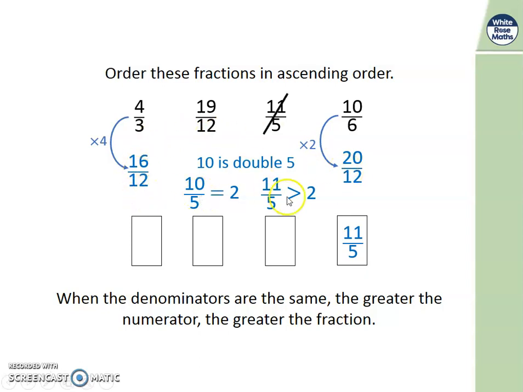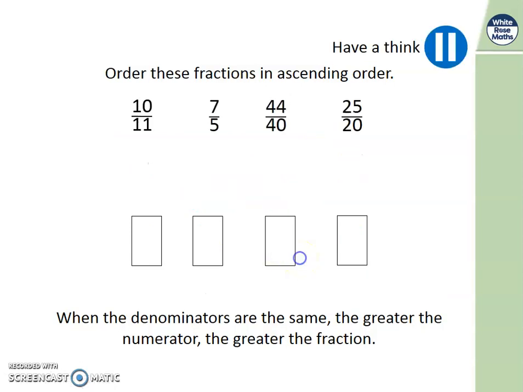16 12ths. So 4/3 comes down. We always write the original fraction. What's next, 19 or 20? That's nice and easy, 19's next. So we record that. And then lastly, the 20 12ths, but we put the original fraction in, 10/6. Well done.